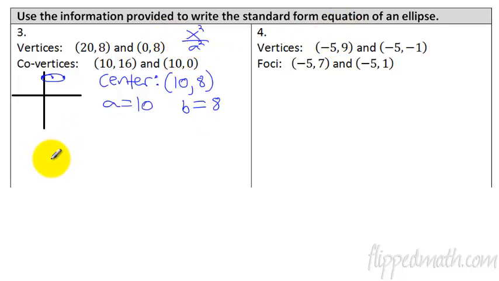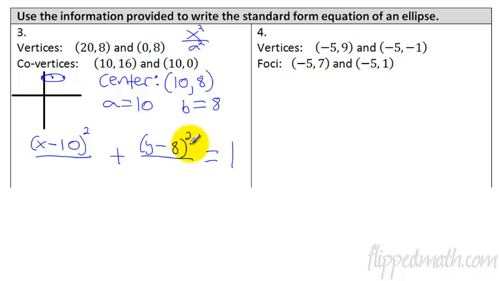We do not need the c because all we're doing is coming up with the standard form equation. So our answer is something plus something else equals 1. That's always how these equations work. So let's take the center. We have (x minus 10) quantity squared. Then we have the y value, (y minus 8) quantity squared. Technically, it does not matter which one of these goes first because it is addition. You could have the x first or the y first, doesn't matter.